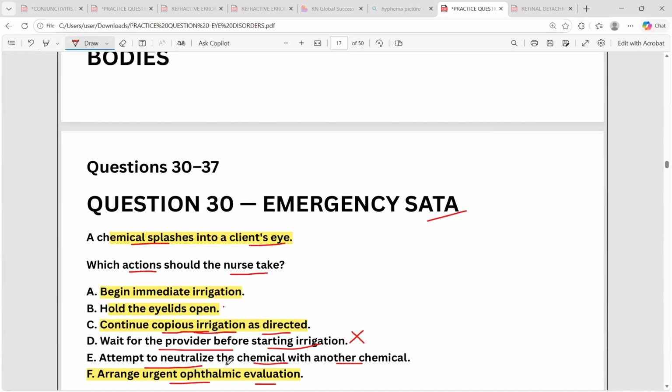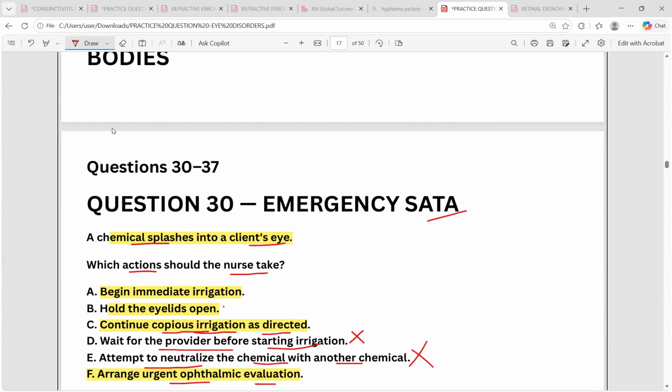The next option, attempt to neutralize the chemical with another. We should not try to neutralize with a chemical. Either it is an acid or alkali, we should not try to neutralize it. We can only do the irrigation, and meanwhile we can inform the ophthalmologist immediately. They can come and evaluate and they will order the eye drops. Otherwise we should not try to neutralize it. It can worsen the injury.